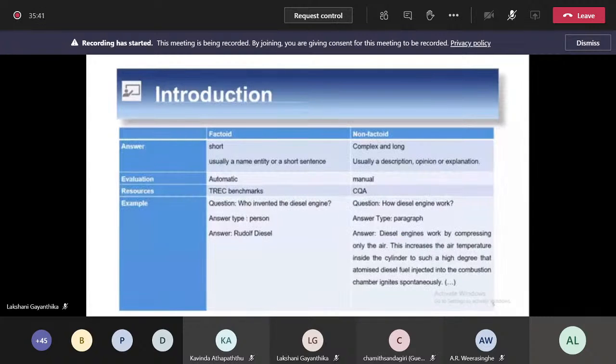If we look at the other categorization of web-based question answering systems, it is based on question answer types. The first one is factoid QA systems, where they expect a short answer for a given question. Usually it can be a named entity or a short sentence. The other category is non-factoid QA systems, where they expect complex and long answers for a given question. It can be a description, opinion, or an explanation. CQA systems are an example of this.